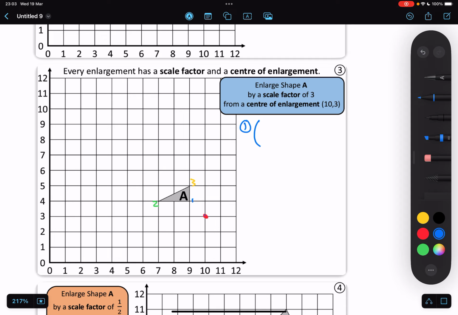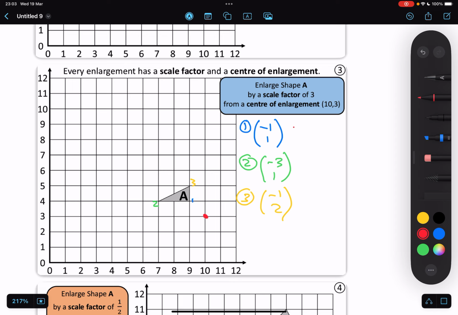From the center of enlargement, we go 1 left, 1 up. So 1 left is -1, 1 up is 1. How is it that we'll get to point number 2? Well, we're going to go 1, 2, 3 to the left and 1 up. So 3 to the left, that's -3, and 1 up is 1. How is it that we're going to get to point number 3? 1 left, 2 up. So 1 left is -1, and then 2 up is 2.